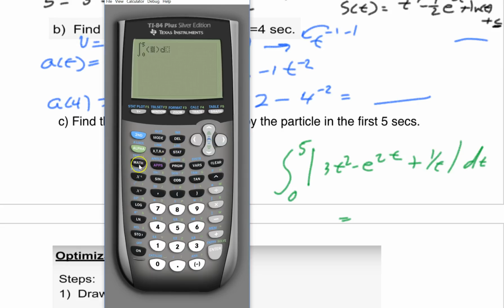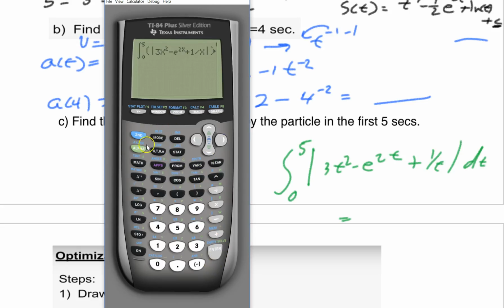And then once I go here, I'm going to go math. I'm going to move over to number, and it has the absolute value sign. So we just plug everything in. Now remember, we don't have t in here, we just use x. We just use x all the time. Minus e to the 2x plus 1 over x. In this case, again, always x. Move over, put dx, and get our answer.